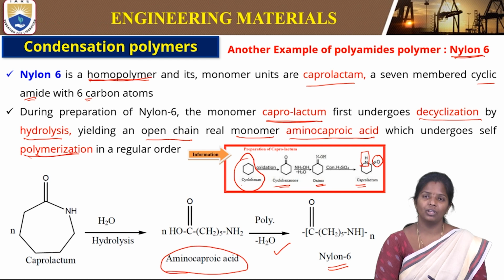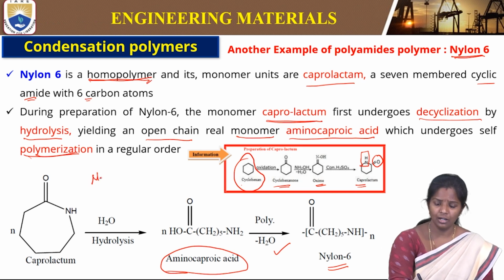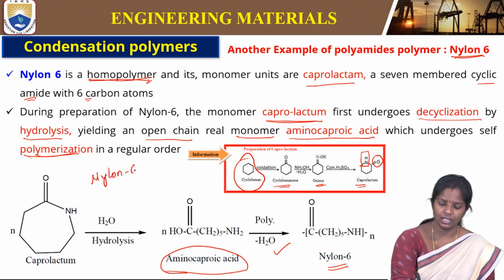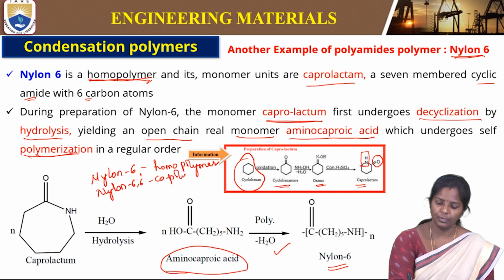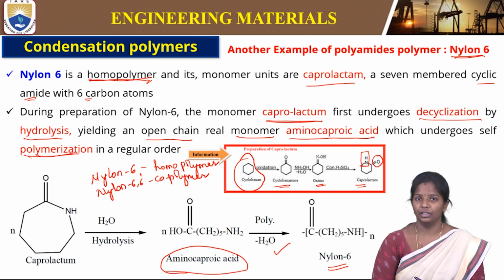So whenever a similar monomeric unit is used, then it is a homopolymer. So nylon 6 is a homopolymer. Nylon 6,6 is a copolymer. So just remember this, that because of the use of different monomeric units, there is a difference in the fiber structure.